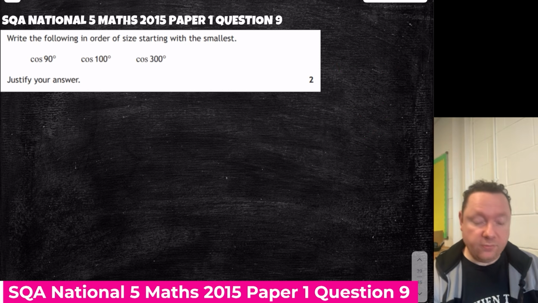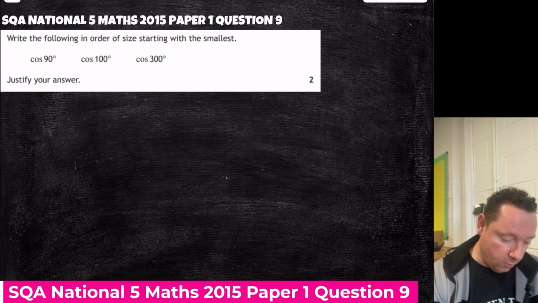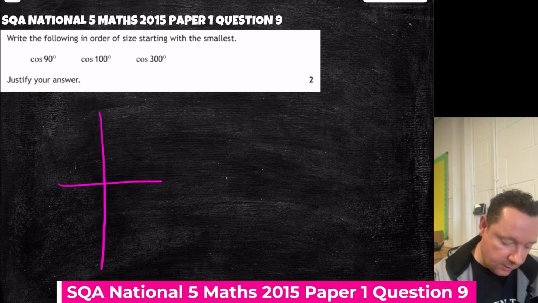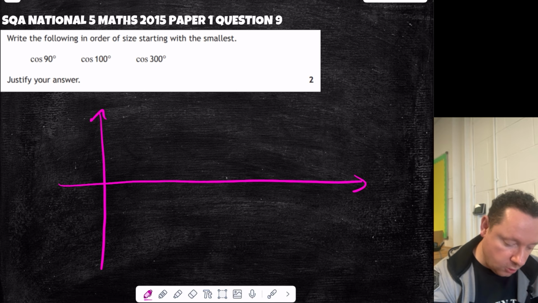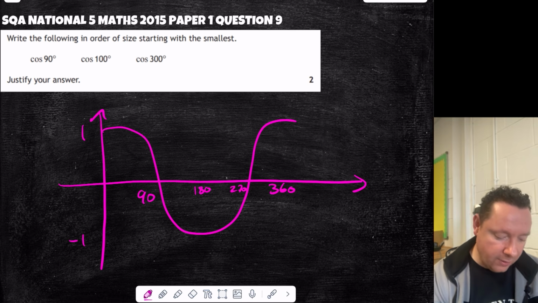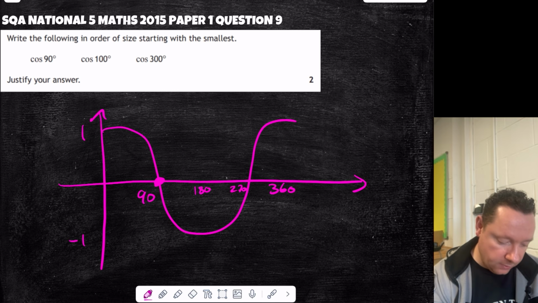SQA National 5 Maths 2015, paper 1, question 9. Put the following in order from smallest to biggest. Okay, that's a little bit trickier, but it's got cos values, so we can draw a standard cos graph. And that goes between 1 and minus 1, and that goes 90, 180, 270 here, and 360. And then it's just, well, where is 90? 90's there, that's 90. 100 would be about there. So that's a negative value. And then 300 would be about here.